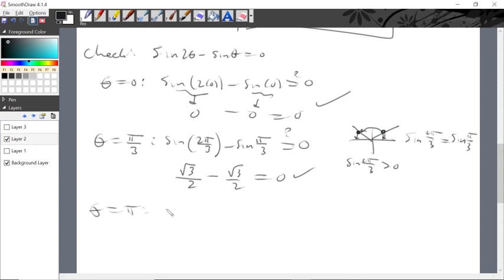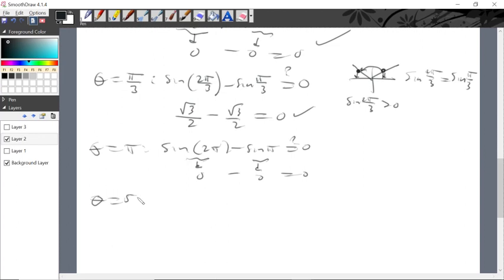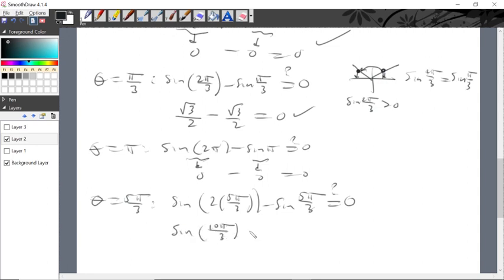What about theta is equal to pi? Then the equation would look like sine of 2 pi minus the sine of pi. Does that equal 0? Yes, because the sine of 2 pi is equal to 0, and the sine of pi is equal to 0. 0 minus 0 is equal to 0. And finally, what about 5 pi over 3? The sine of 2 times 5 pi over 3 minus the sine of 5 pi over 3. Does that equal 0? Well, 2 times 5 pi over 3 would be 10 pi over 3. And then we have minus the sine of 5 pi over 3. Does that equal 0?